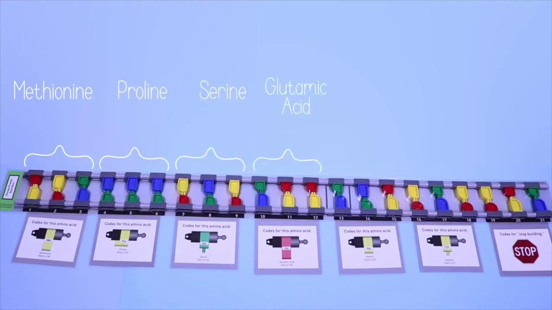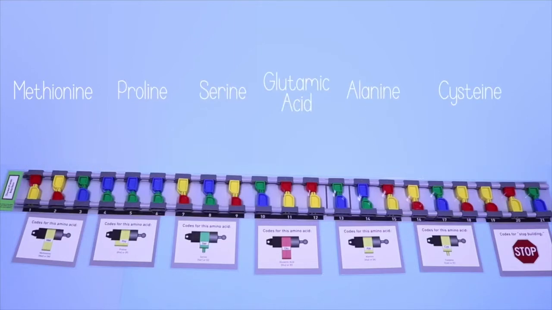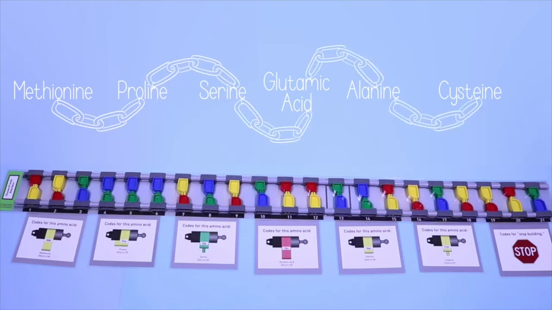Look at the order of the amino acids. Imagine they are joined together in a chain. The order of the DNA nucleotides determines the order of the amino acids in a protein chain.